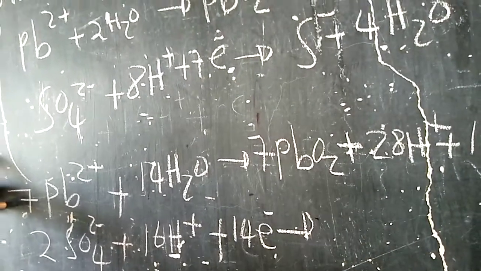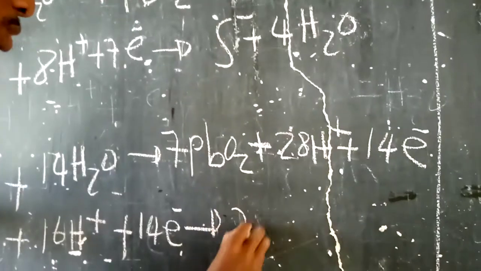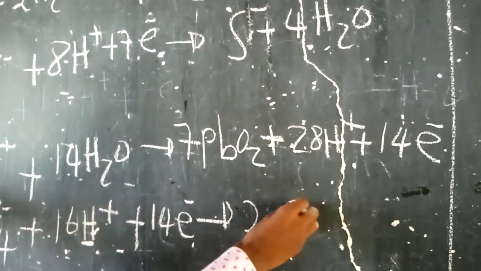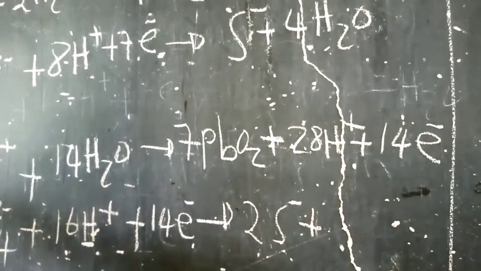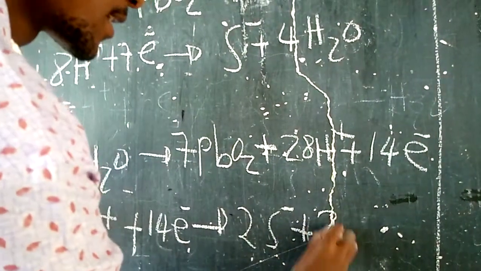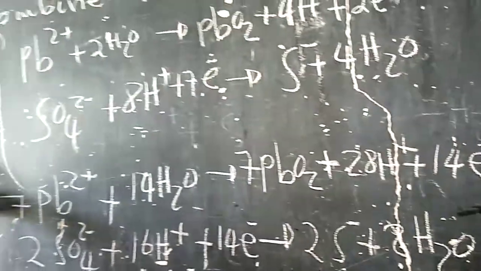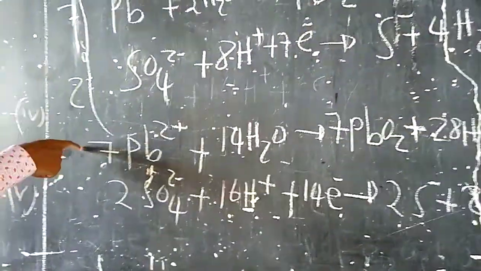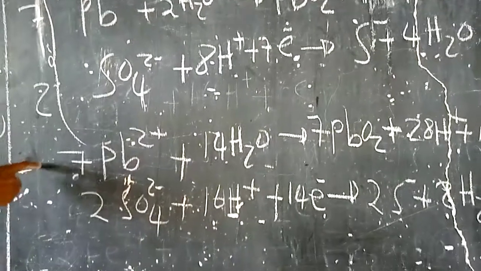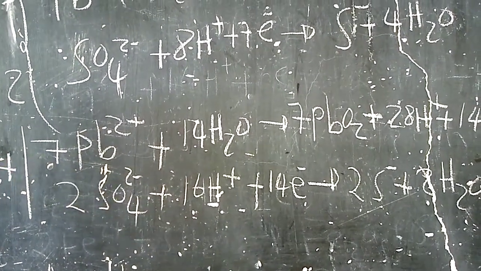On the product side, 2 times sulfur gives 2S negative, plus 2 times 4 gives 8 water molecules. Now it's time for calculus. We have to add these two equations. How to add these two equations?